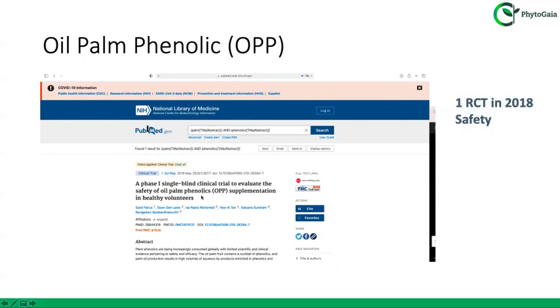The second product I searched on PubMed is the oil palm phenolics. There's one randomized control trial published in 2018 by Dr. Sundram and his team, more on safety, published in PMC. And at the moment, they have launched a few products in America.